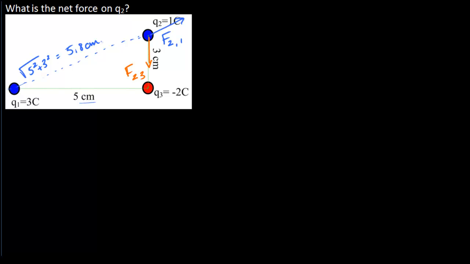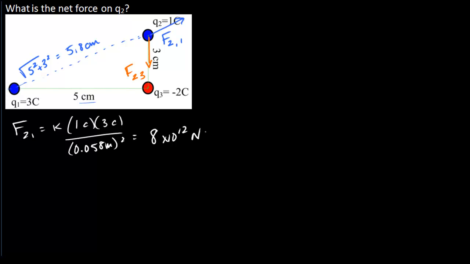Now that we have all the distances, we can use Coulomb's Law to find the size of these two forces. So the force on 2 due to 1 is going to just simply be K times Q2, which is 1 coulomb, times Q1, which is 3 coulombs, divided by the distance between them, 5.8 centimeters squared. And actually, let's use the meter version of this, since meters are part of our K constant. So this is 0.058 meters squared. And this gives you about 8 times 10 to the 12th newtons.